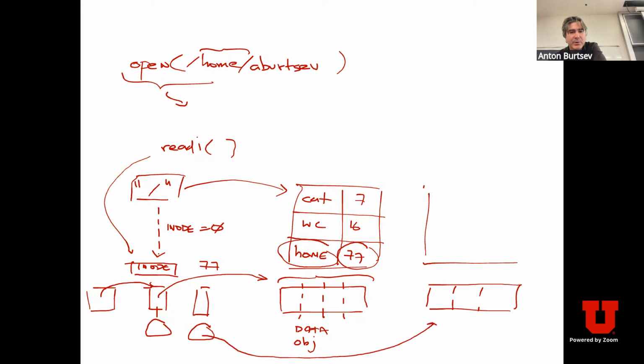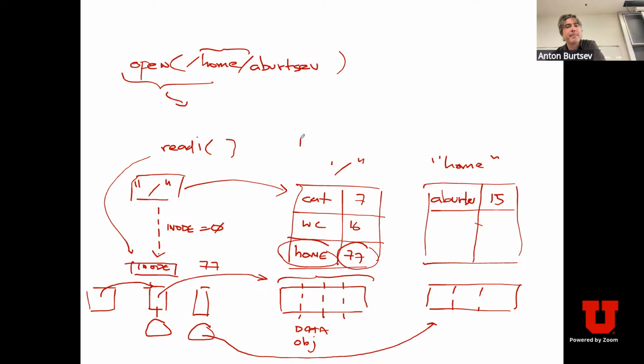Internally, it will be a table as well. If this is slash, this is home, there will be abortive, and it will be inode number, let's say 15. It's just a mapping between the human readable names to inodes.